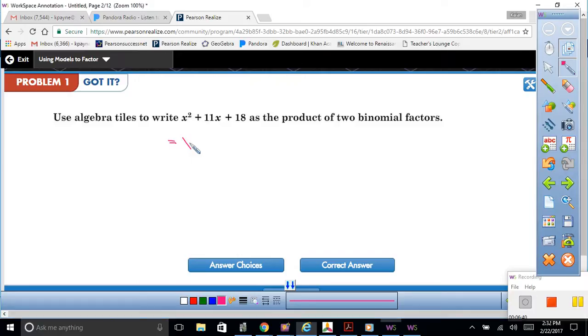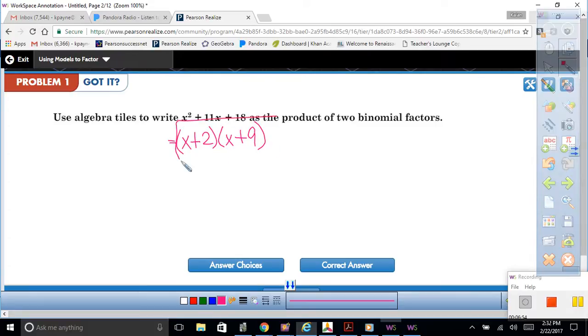So this would be x plus 2 by x plus 9 would be the two binomials you would multiply together to get this product. And of course you can check that. This is your answer, but you can check that by FOILing it back out. So let's FOIL it real quick. X times x is x squared. That's your first. Outer would be x times 9. Inner, 2 times x. And last, 2 times 9.